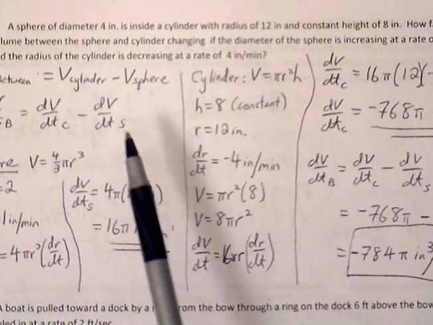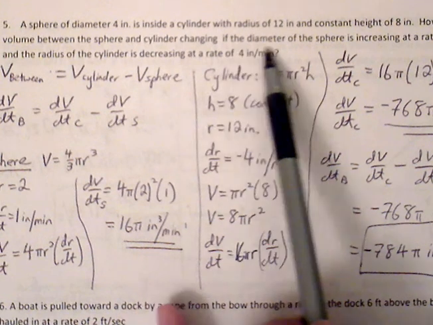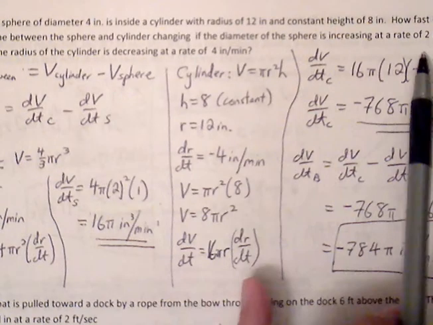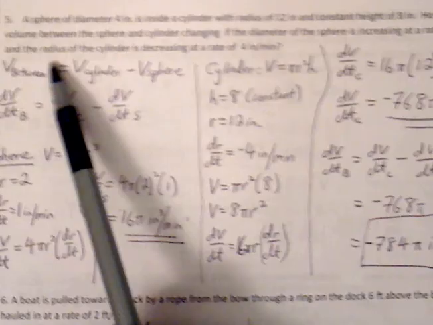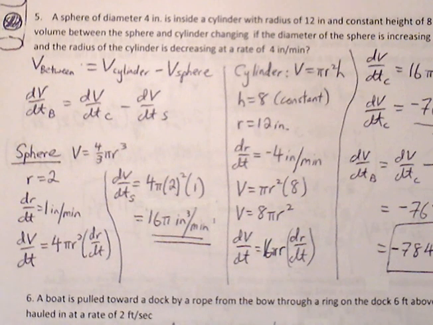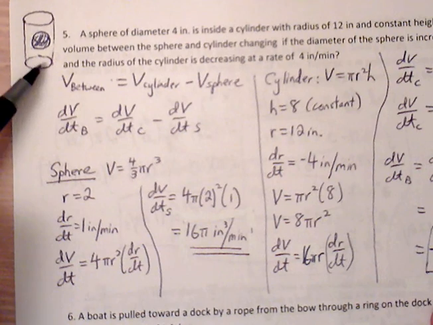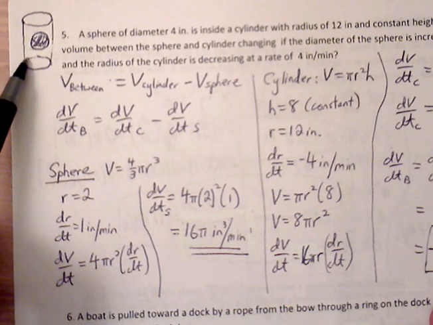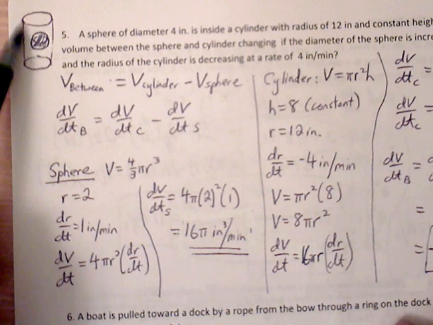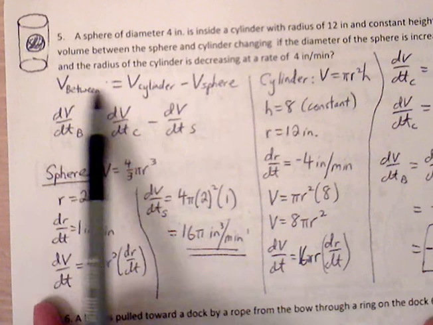How fast is the volume between the sphere and the cylinder changing if the diameter of the sphere is increasing at a rate of 2 inches per minute and the radius of the cylinder is decreasing at a rate of 4 inches per minute? So just to think about how we can set this up, we're trying to figure out the rate of change of the volume that sits between the cylinder and the sphere. So we can just set up that formula.